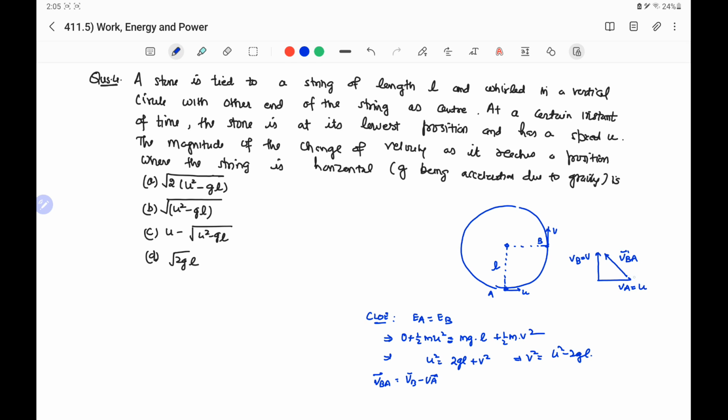The vector diagram shown is a right angle triangle where the change in velocity is the hypotenuse. Therefore, we can write that the magnitude of VBA will be equal to the square root of VA square plus VB square. VA is given as u, so u square, and VB, that is the velocity at point B, is v, which we have calculated as u square minus 2gl. Therefore, it will be equal to the square root of 2u square minus 2gl, or we can write it as the square root of 2 into u square minus gl. Hence, option A is the correct option.